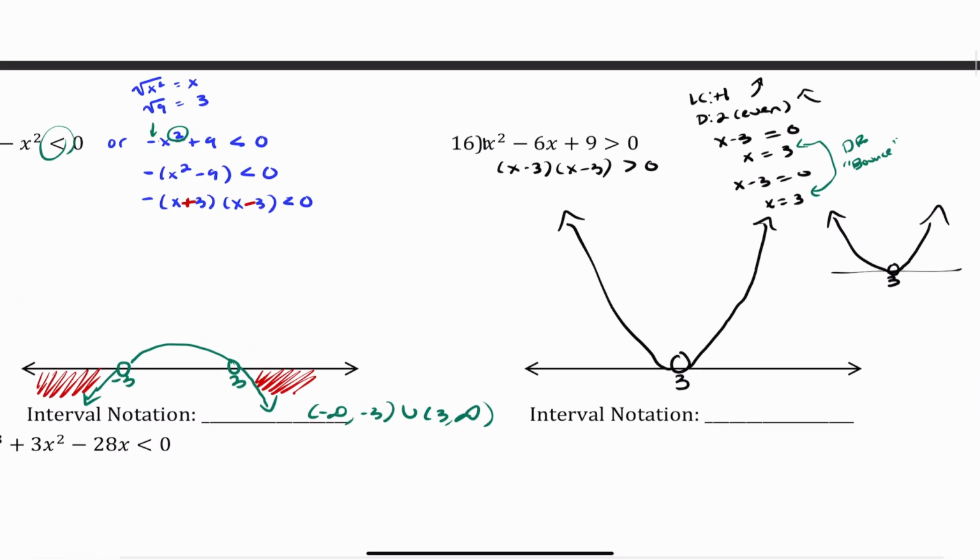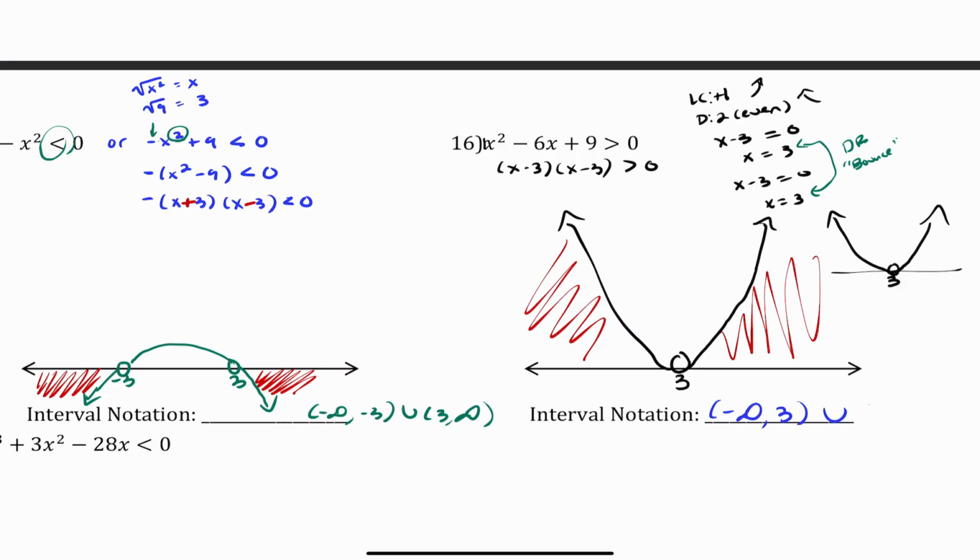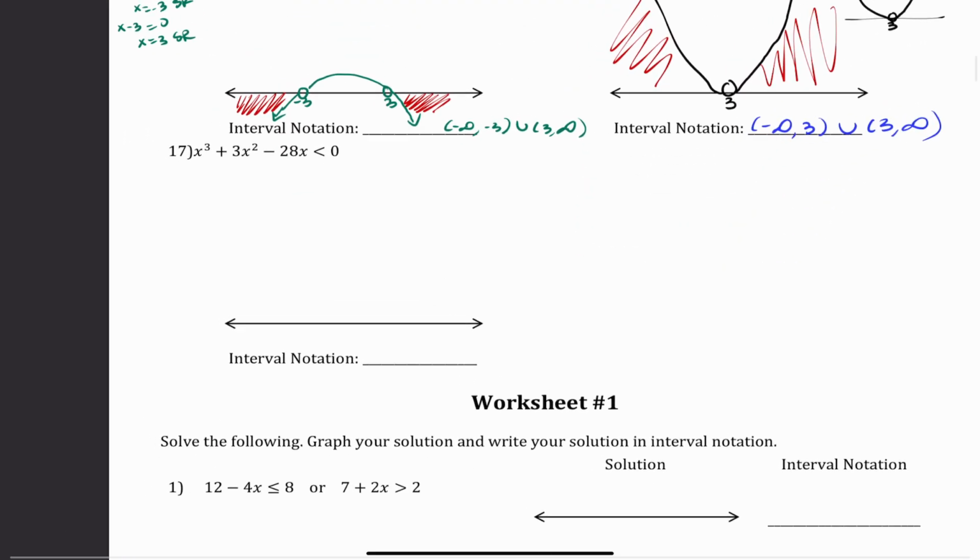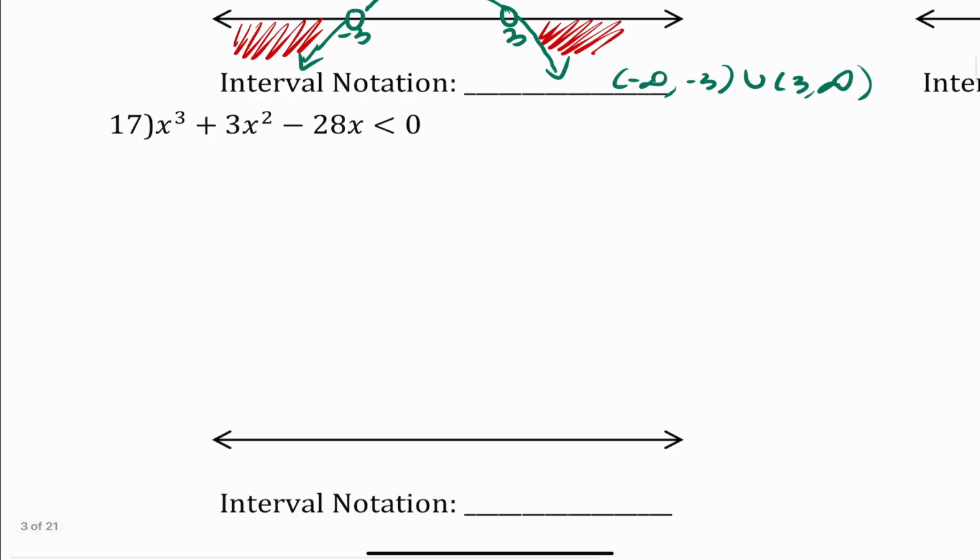All right, so greater than, right? So I would be shading here and also there. So I'll go from -infinity to 3, union 3 to +infinity. All right, last problem for today. Here we go.